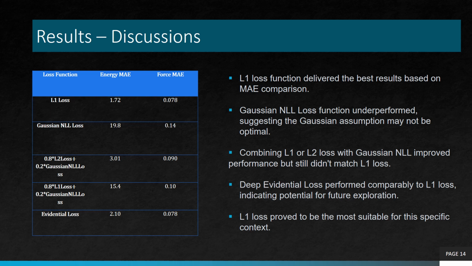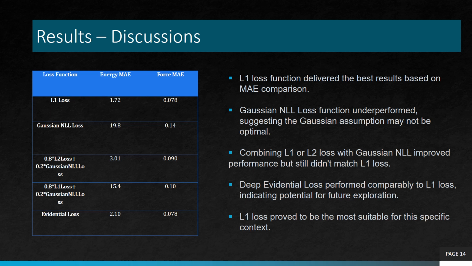Here, we will discuss the results obtained. This table illustrates all the energy MAE and force MAE obtained from the different loss functions. It can be seen that the L1 loss function is the one that delivered the best results, whereas the Gaussian negative likelihood loss is the one that underperformed the most, which suggests that the Gaussian distribution of the targets might not be the optimal one.